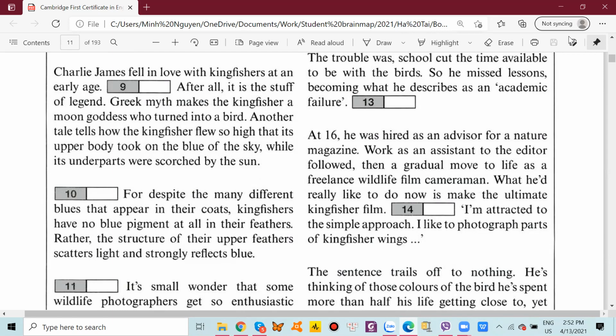What about, scorched by the sun? Scorched. I don't know how to explain it. I don't know this meaning.